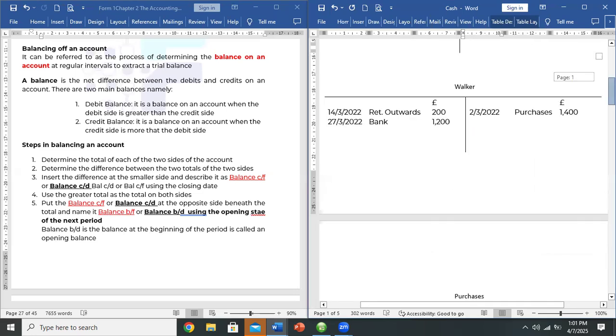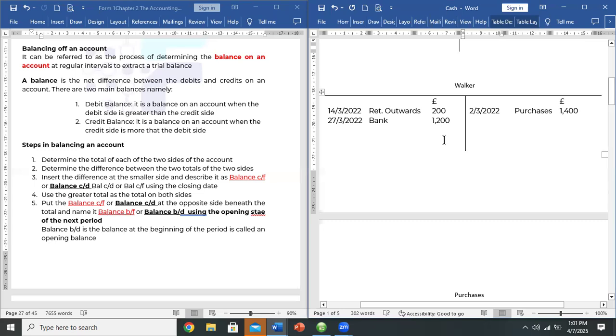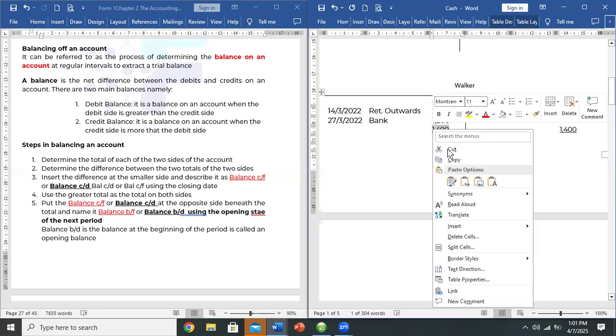Let me see if we can balance this one, workers account. So again, we get the total for both sides. Here is 1,400, here is 1,400. So in this account, the difference is 0. If the difference is 0, it means that this account has no balance. So what we can do is to put in the totals and go away from this account, right? So you underline your total and that's all. So this account will not have any carry down, brought down.